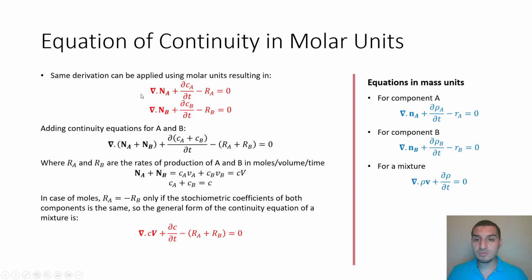So we can do the same for the mole units. We have two molar fluxes. We have two equations for the two components A and B, and if we add the two components, then the equation would be del dot CV, which corresponds to the rho V, like we have in the previous case, and CA plus CB equals total C. But here we cannot put RA plus RB equal to zero, because the number of moles is very probably not the same. So we'll keep this as the general form of the equation.